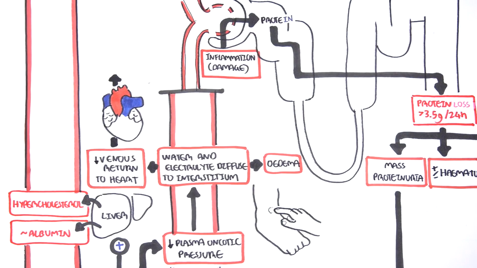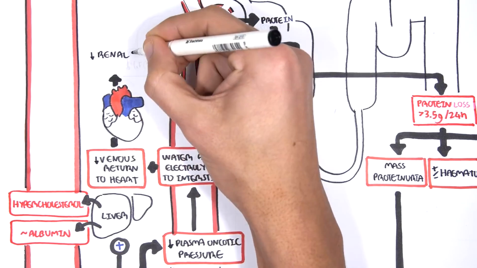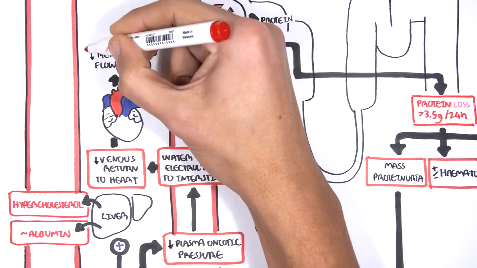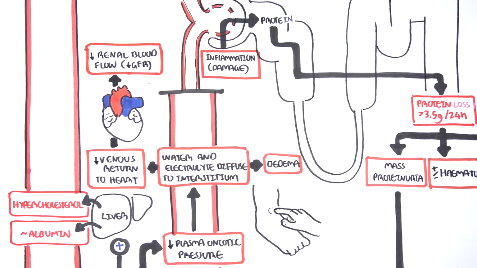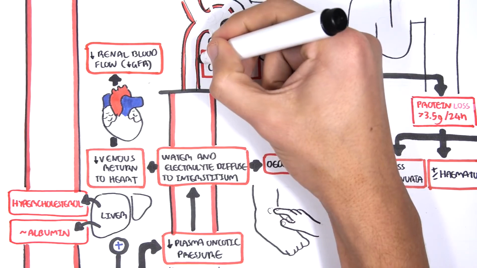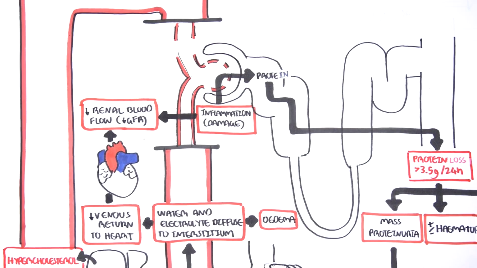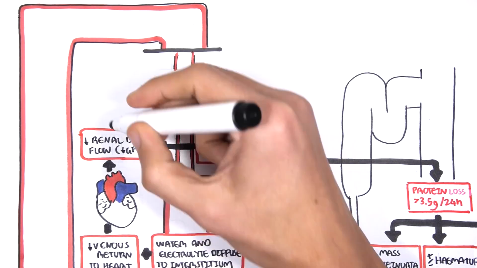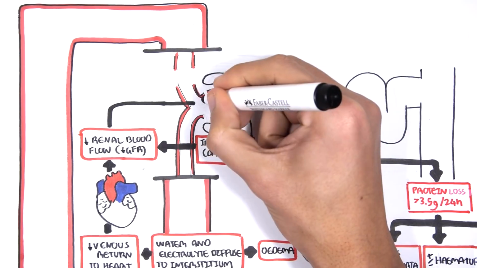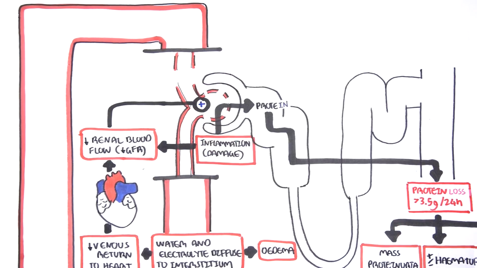What does this mean? Well, this means that there will be a decrease in renal blood flow, which means a decrease in GFR. The GFR stands for the glomerular filtration rate, and it's essentially the rate at which the kidneys, the nephrons, filter circulation. Now, the inflammation that is occurring in the kidneys already will also contribute to a decrease in GFR.